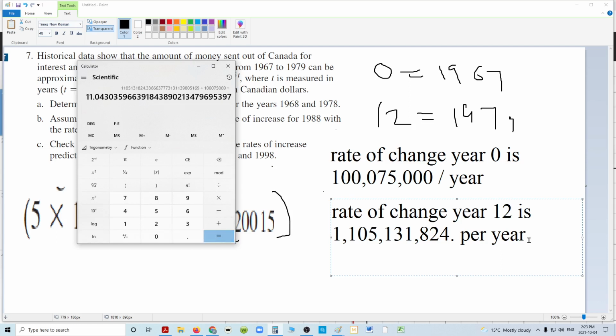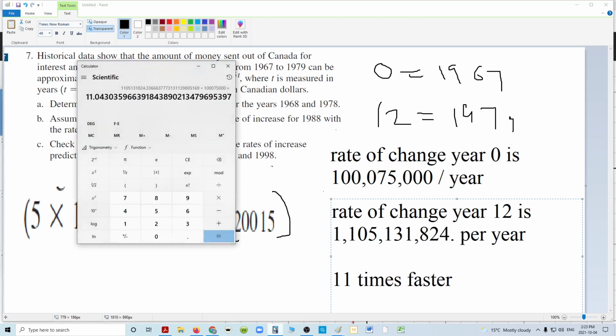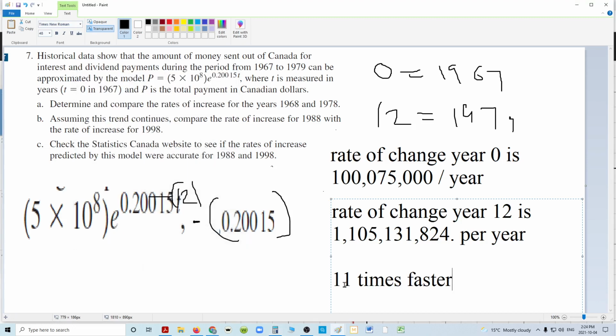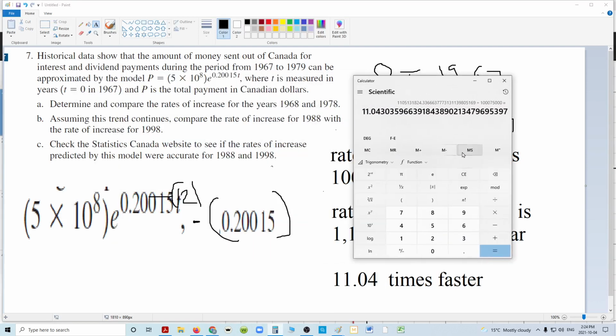And you get the rate of change is 11 times faster. That's assuming, 11.04 times faster. That's assuming I did the calculations right here. So I'm going to check my calculations twice.